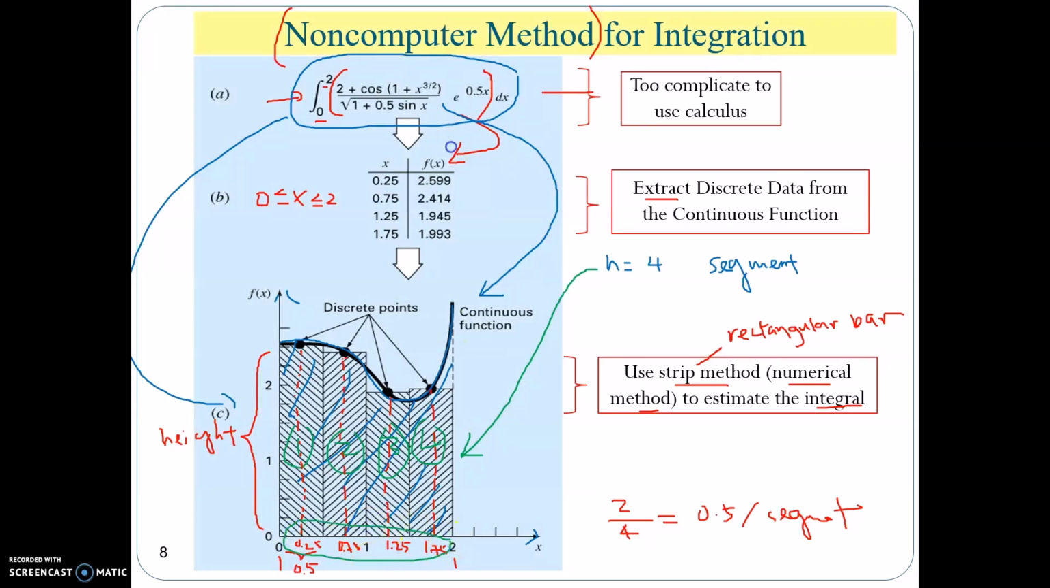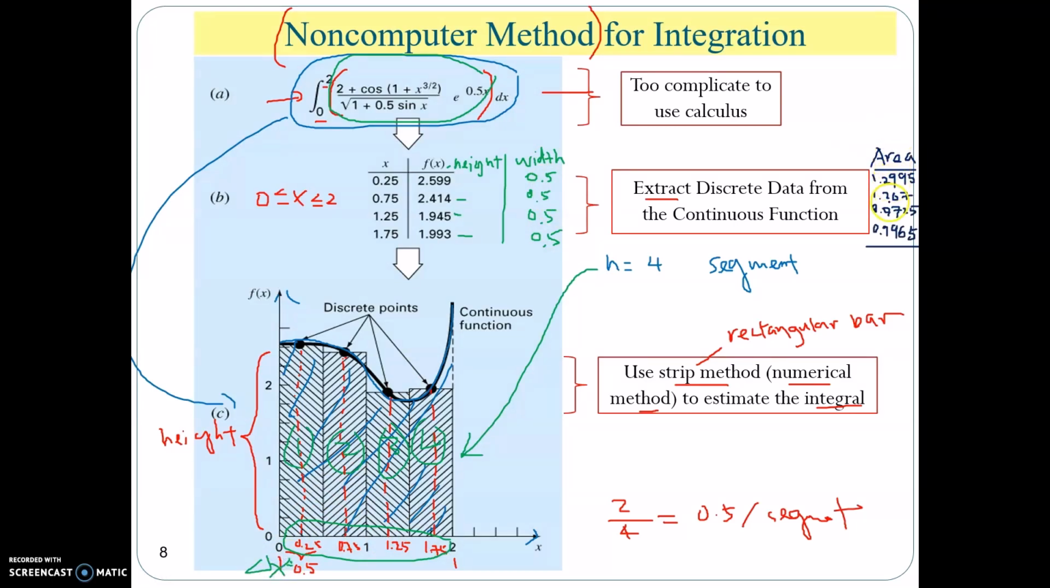Substitute the x value into the f(x) function, then you should be able to obtain the corresponding height here. And the width of each bar is equal to 0.5, which is the delta x step size. So you can find the area for each segment by taking multiplication between the height and the width. 2.599 multiplied by 0.5 gives you 1.2995 and so on. When you take the summation of the area, you should obtain this result. So this is the result that you estimate for the integration here by using the strip method.